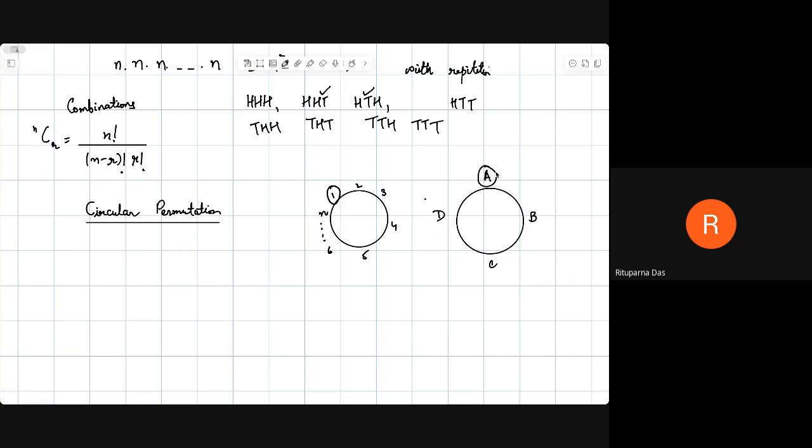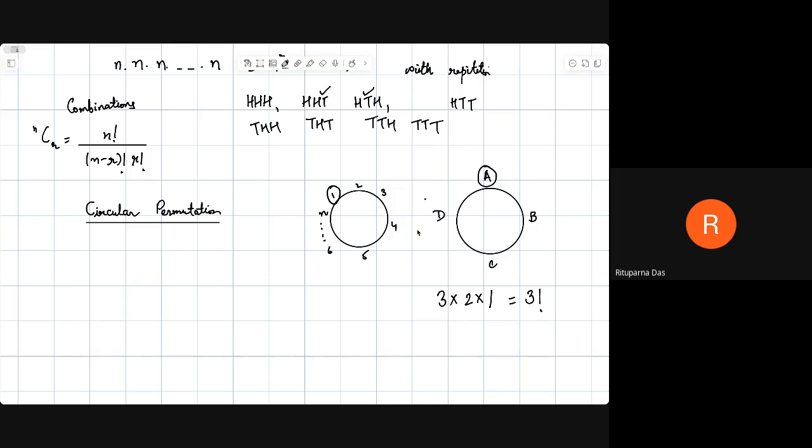So after fixing A here, B has how many options? B can be placed in three places, right? Then after B has been placed somewhere, two places are left. So C can be placed in two places. After C has been placed, only one place is left and D can be placed in that last place. So that is 3 factorial when you have 4 points.